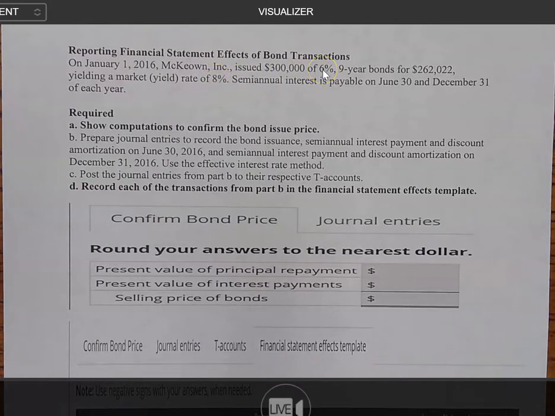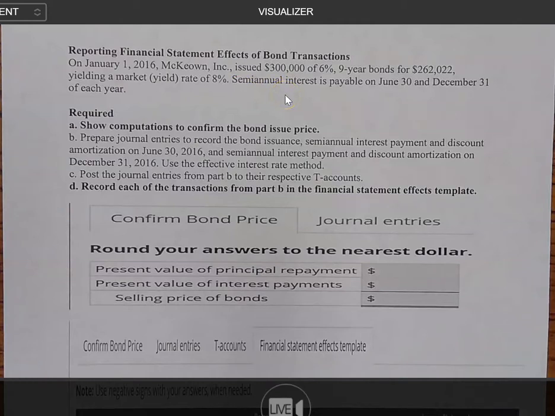We're paying 6%. We have to discount our bonds because anybody that buys our bonds is going to be getting less interest than they should get. So we give them a discount up front. If this was a premium, we would do something different. And we're going to pay interest semi-annually, or twice a year.